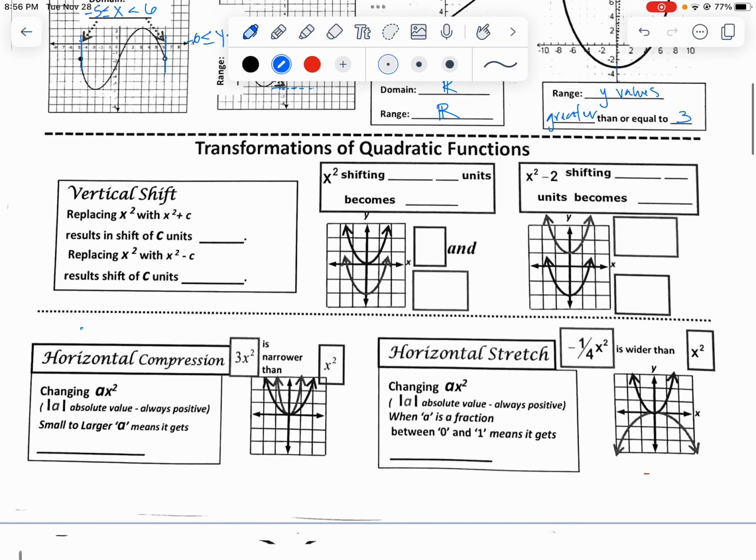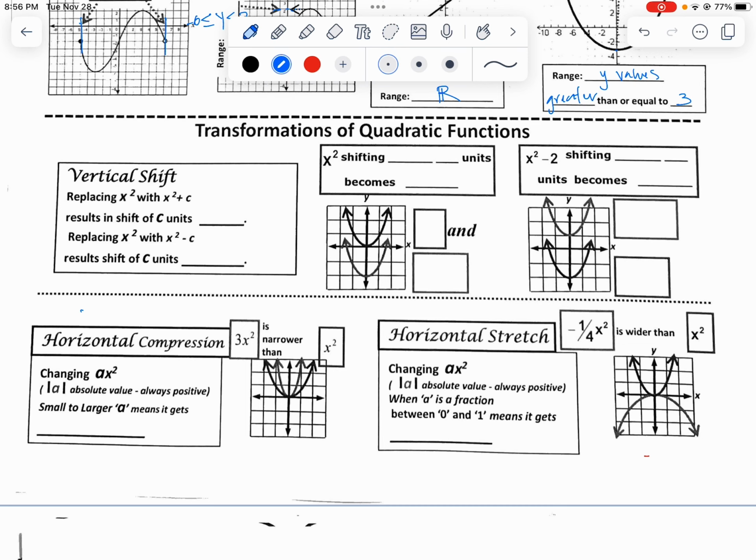A little review of transformations here. When we talk about a vertical shift, we're taking x squared, replacing it with x squared plus c, and so we're shifting it c units up. Now we're taking x squared and replacing it with x squared minus c, so we're shifting the function c units down.